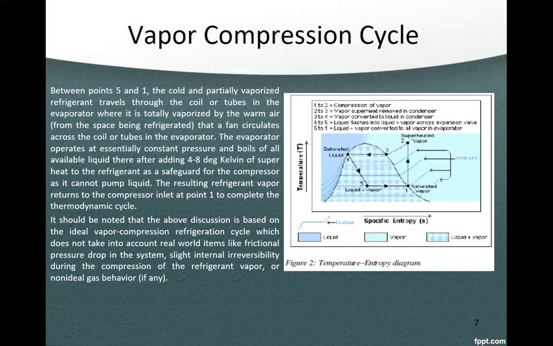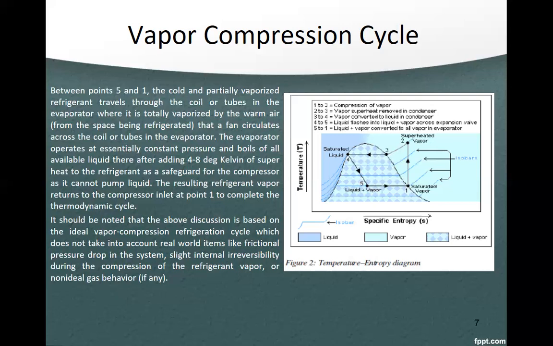The fan circulates air across the tubes or coil in the evaporator. So the evaporator operates at essentially constant pressure and boils off all available liquid, thereafter adding 4 to 8 degrees Kelvin of superheat to the refrigerant as a safeguard for the compressor as it cannot pump liquid. So ang superheat mo is 4 to 8 Kelvin, which is also equal to 4 to 8 degrees C. Huwag niyong bawasan ng 273 para maging degree C. This is a superheat. This is a degree change in temperature.